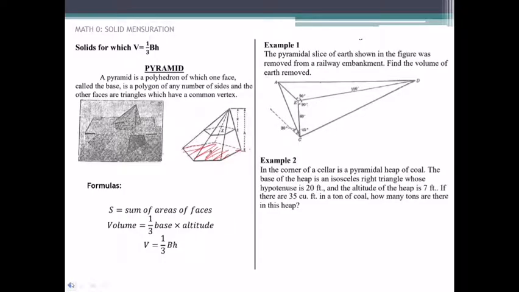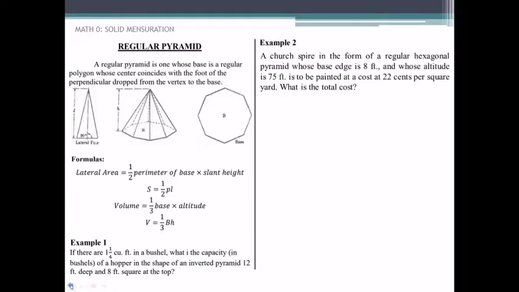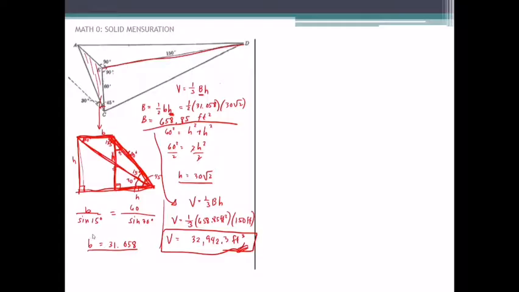In the corner of a cellar is a pyramidal heap of coal. The base of the heap is an isosceles right triangle whose hypotenuse is 20 feet and the altitude of the heap is 7 feet. If there are 35 cubic feet in a ton of coal, how many tons are there in this heap? Okay, let us try to have the solution for example number 2 here.